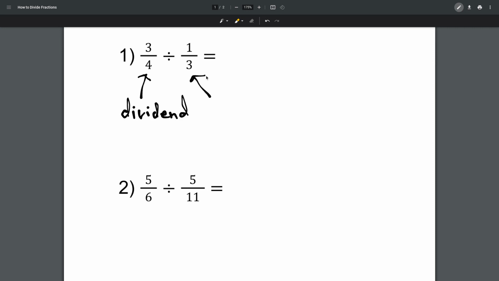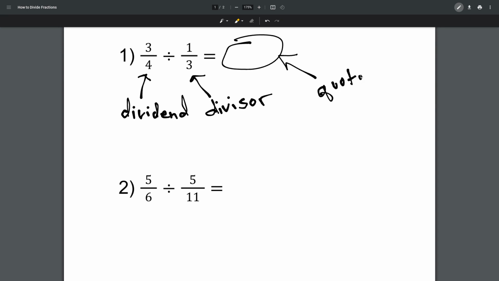The 1/3 that's doing the dividing is called the divisor. And this result, whatever we're going to get right here, that's called the quotient. The reason why this is important is mostly because of the divisor. In fraction division, we are going to change it to multiplication and flip the divisor. And when we flip the divisor, what it's called is we're writing the reciprocal of the divisor.